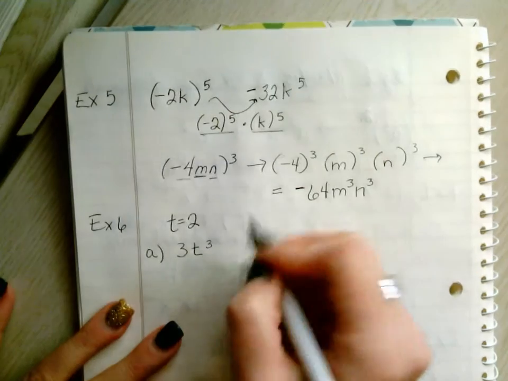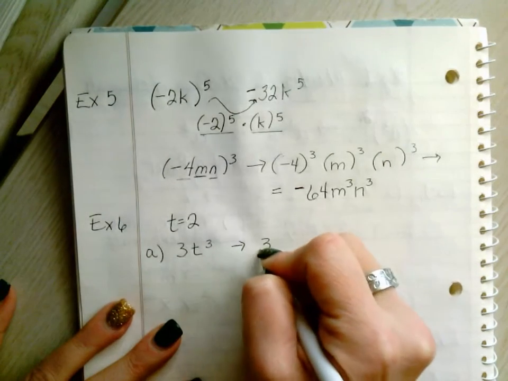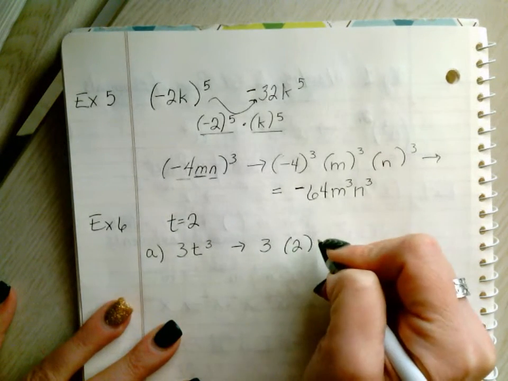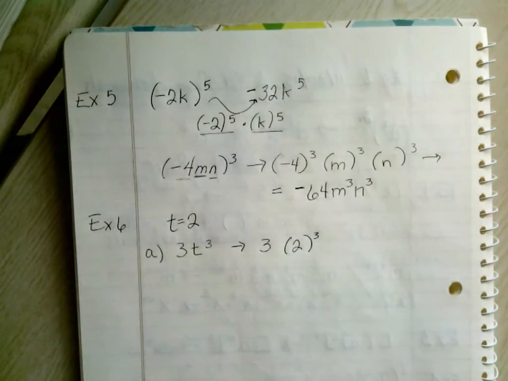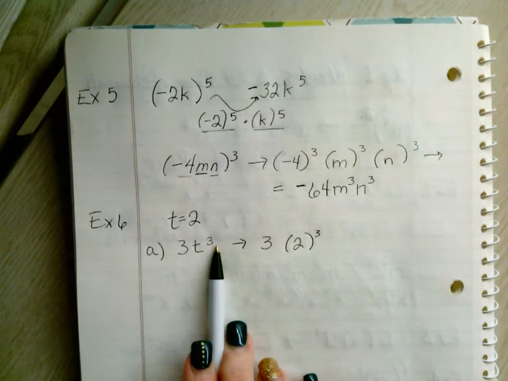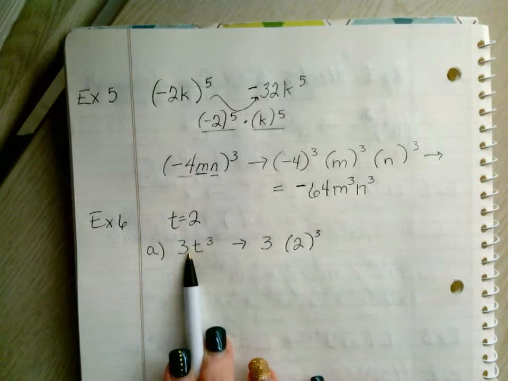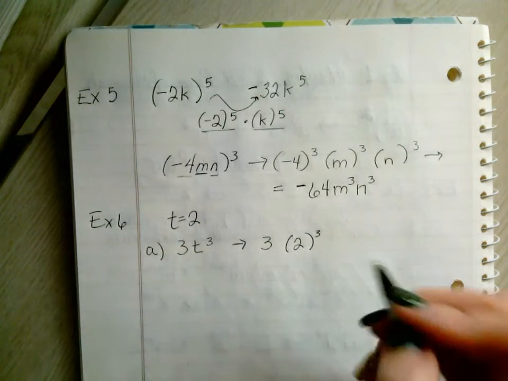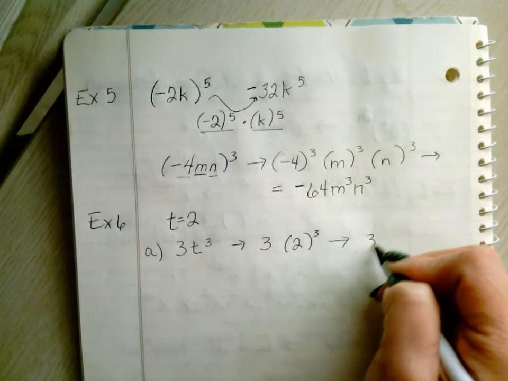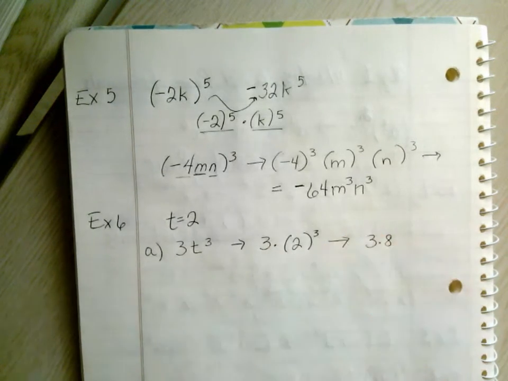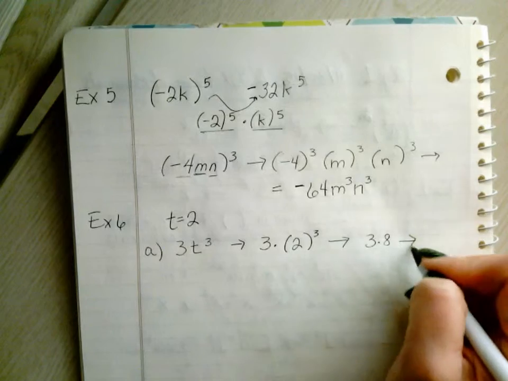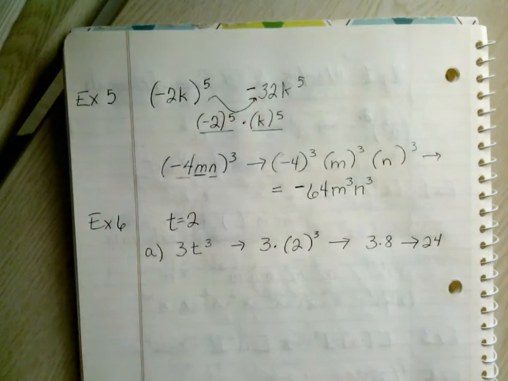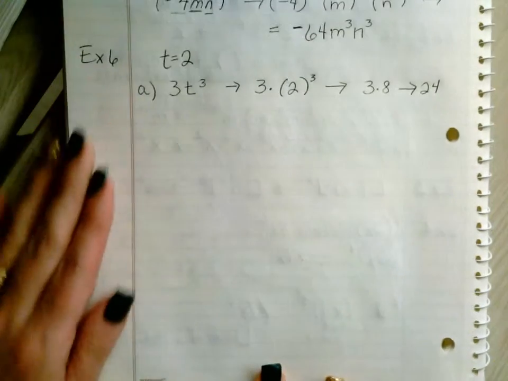So you can literally rewrite this by saying 3 times 2 cubed. Okay? Because it's the t that's getting cubed, not the 3. It's not in parentheses, so the 3 is not getting cubed. So that becomes 3 times 8, right? And then your end result is 24. It's very important that you write these steps, because if you try to do it all in your head, it's easy to get lost.